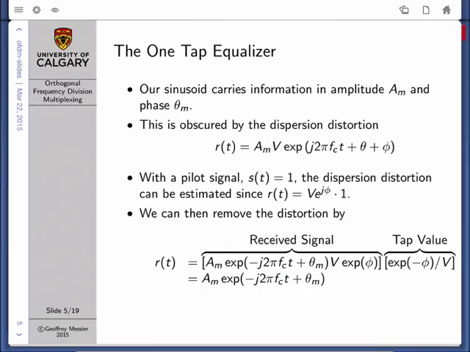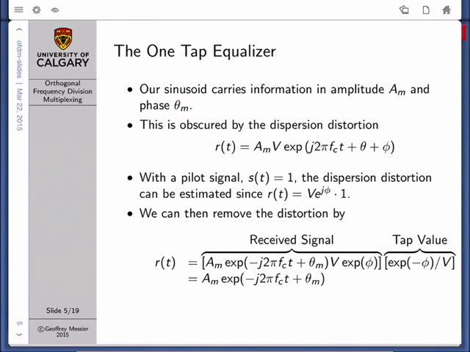Now we've seen that the dispersive channel distorts the amplitude and phase of our transmitted sinusoid. Now, this is not distortion that we can just ignore, because of course most of our modulation schemes manipulate the amplitude and phase of the sinusoid in order to transmit information. And if we have amplitude and phase distortion, then our transmitted information is corrupted. So we do need to remove the amplitude and phase terms added by the dispersion.